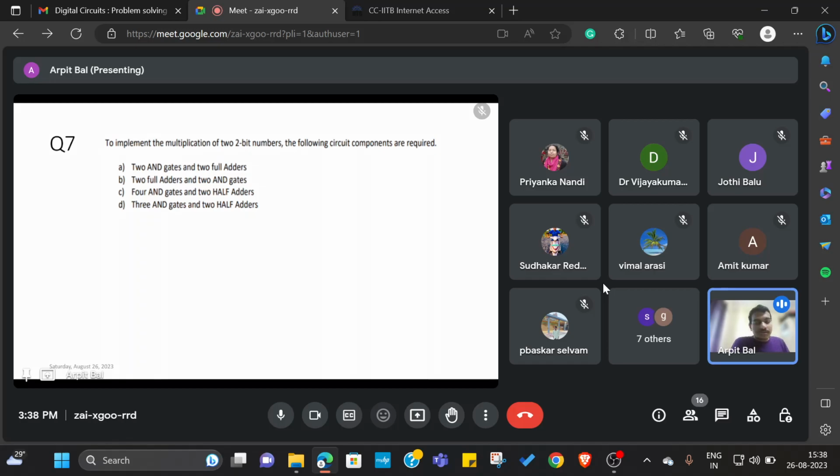Okay, so in question 7, we need to answer this particular question: we have to implement multiplication of two 2-bit numbers. Let us say the 2-bit numbers are a and b, and let me write the bits as a1 for the most significant bit and a0 for the least significant bit. Similarly, b, I'll write it as b1 b0.